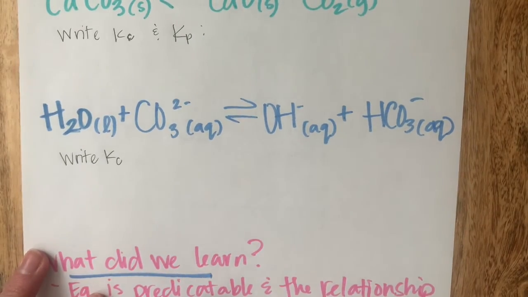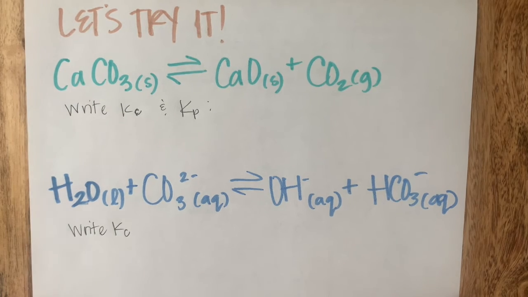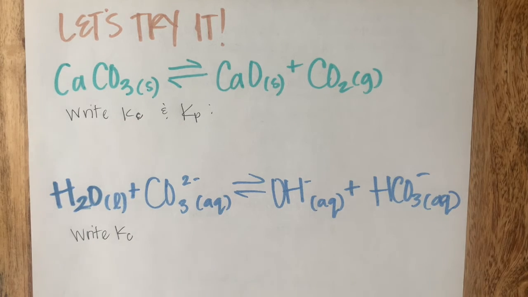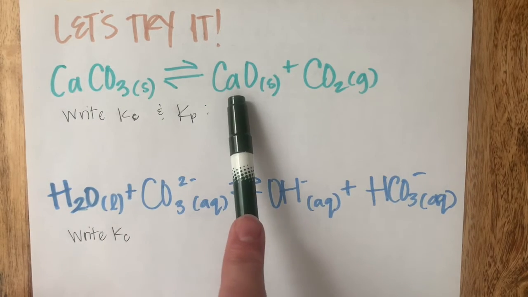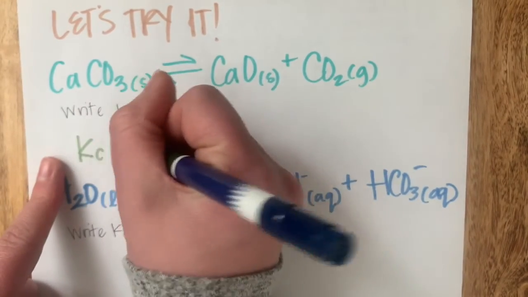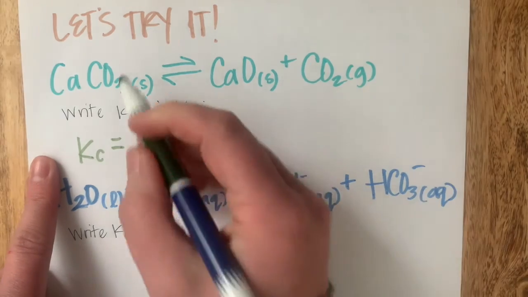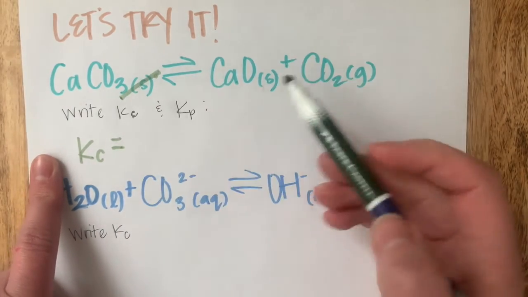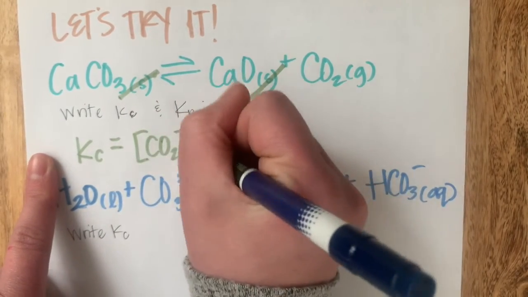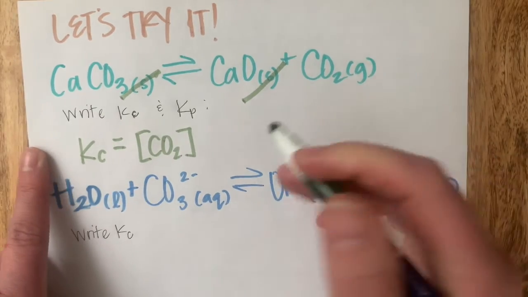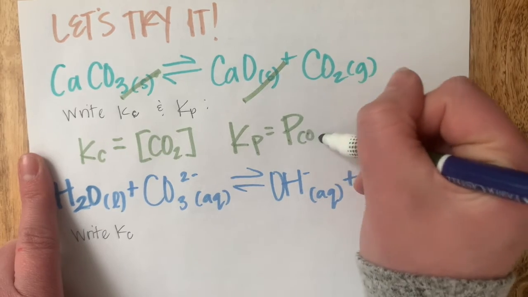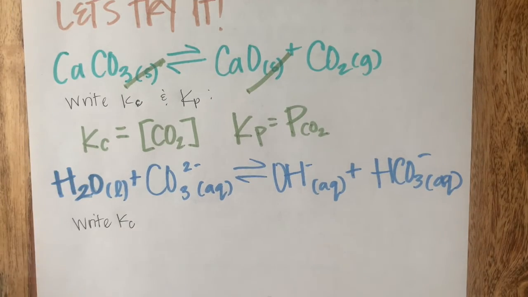So let's just try and write this out for a couple things. Let's write out Kc and Kp for this one. Okay, so we have some calcium carbonate becoming calcium oxide and carbon dioxide gas. So Kc is going to be equal to, well, we're going to ignore this solid, we're going to ignore that solid, so it looks like it's just dependent upon the concentration of CO2 to the first power. Okay, let's write Kp. Kp is going to be equal to the pressure of CO2. Full stop. Not too shabby, huh?